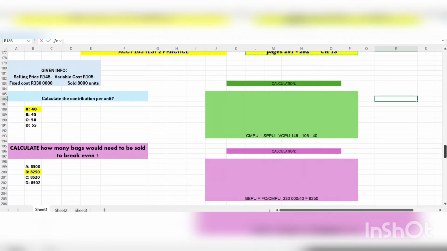So second, it says how many bags would need to be sold to break even. In this case, it says how many bags, not how many rands. That's how you know you're calculating your break-even point in units, which is your fixed cost divided by your contribution margin per unit. Once you substitute your values, it gives you answer choice B.